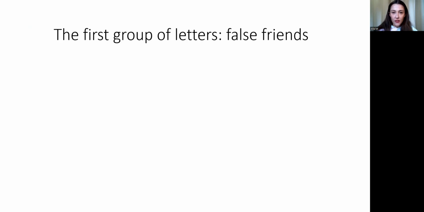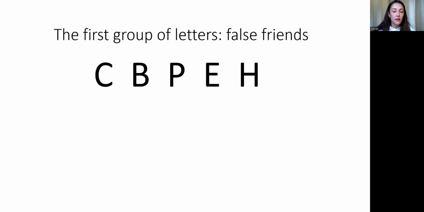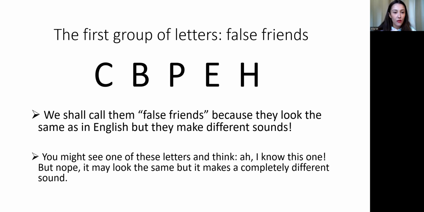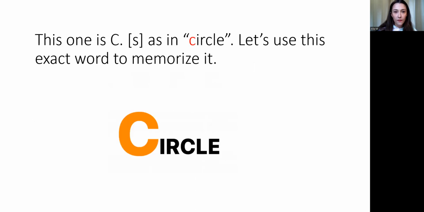The first group of letters, false friends. S, V, R, Y, N. We shall call them false friends because they look the same as in English, but they make different sounds. You might see one of these letters and think to yourself, I know this one. But nope, it may look the same, but it makes a completely different sound. S, V, R, Y, N. We call them false friends, and you can see why.